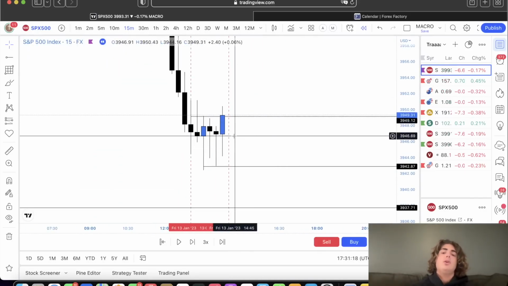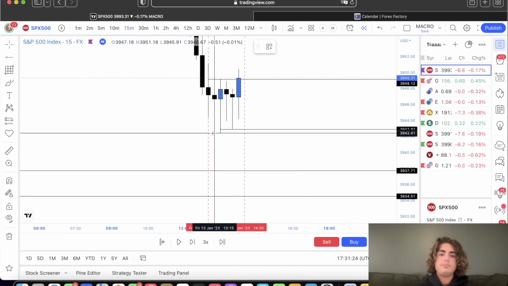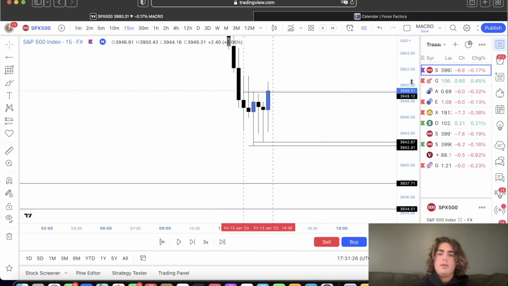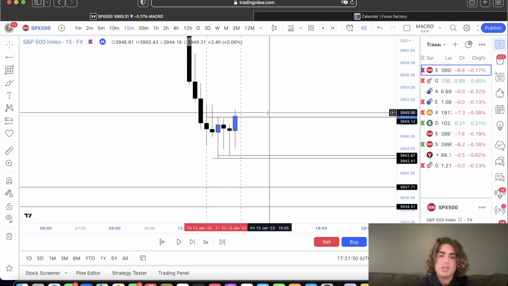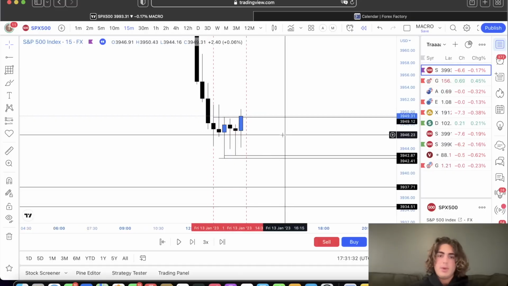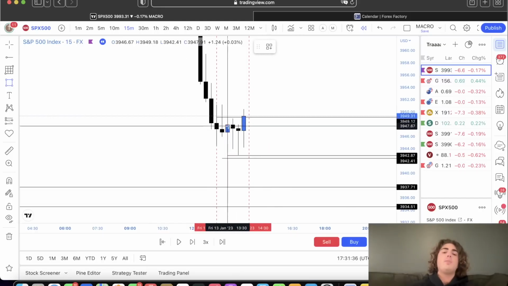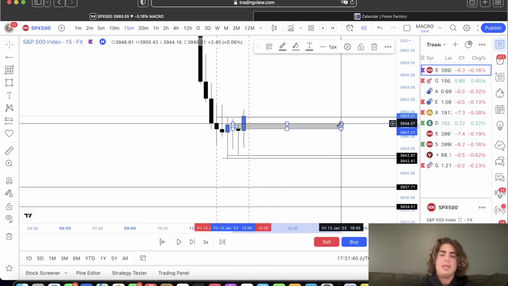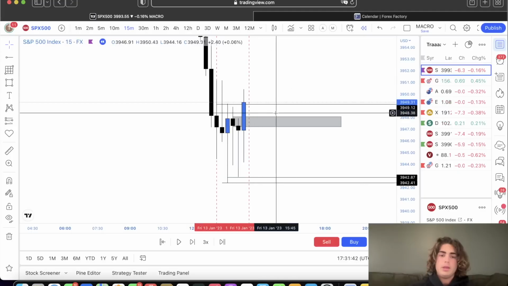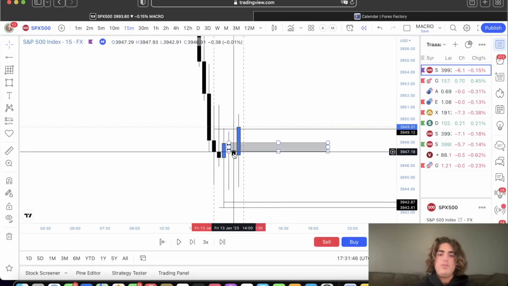All right, so with that being said, we have a low right here. We also have another low right here that we can mark. Okay, what do we see here? 15-minute break of structure. Instantly, right? What does that mean? I'm bullish. What do we see off of a formation of a 15-minute break of structure? We have a 15-minute order block right in here. Let me get it actually on the wick. Boom. 15-minute order block.